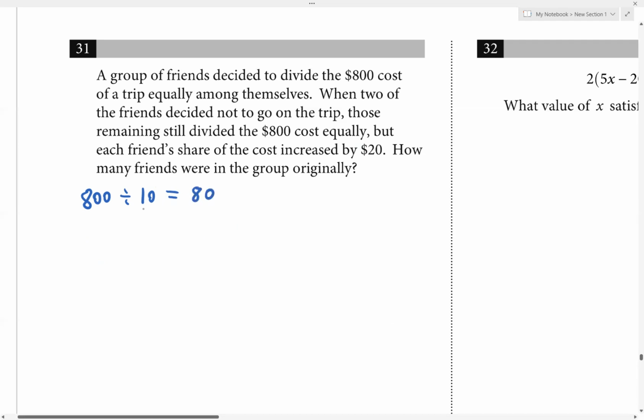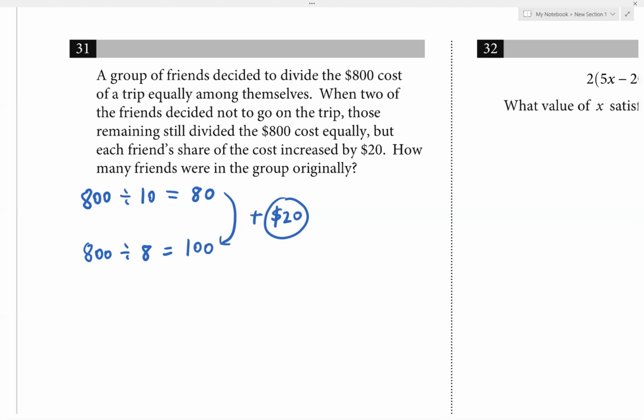All right, and then if 2 people don't go, originally there are 10 people, now 2 people don't go, so we have 8 people in the group now. Right, 8 people go to the trip. So how much does each person have to pay? We do 800 divided by 8, which is $100. Well, this looks really nice, right? 80 goes up to 100. It's an increase of $20. Each person has to pay an additional $20. So that matches with the question, right?